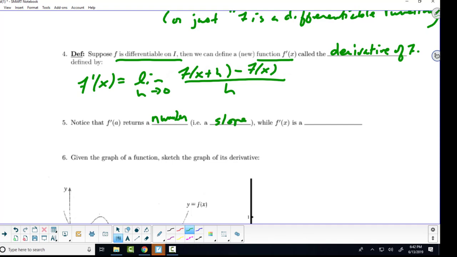Well, f prime of x is what type of object? It's a function. So folks, this is a good place to start learning this skill in math. There are a lot of different critters, math critters out there. You need to be able to start classifying them. Is f prime of a a number or a function? It's a number. Is f of x a number or a function or an operation or what? It could be many different things. So you want to be able to start classifying these.